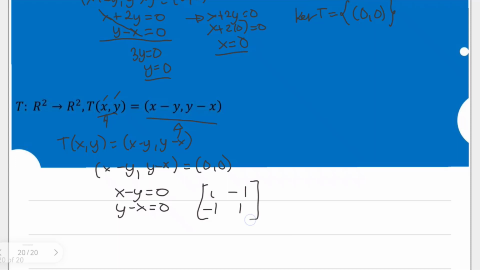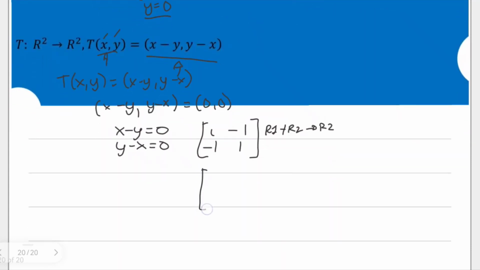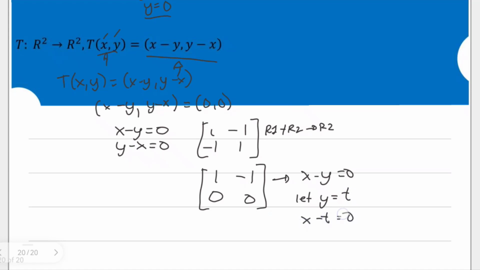If we add row 1 plus row 2 to have a new row 2, this is what will happen: 1, negative 1, and of course this is 0, and this is 0 here as well. So in short, we have the equation x minus y equal to 0. Since we now have two variables, we can let y be t. That would mean x minus t is 0, so x is also equal to t.